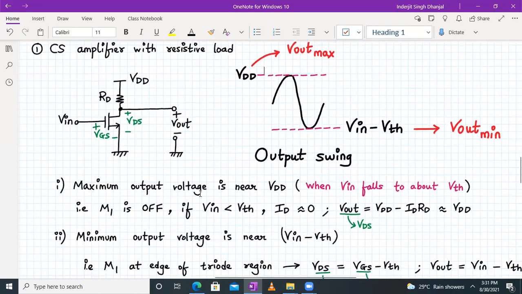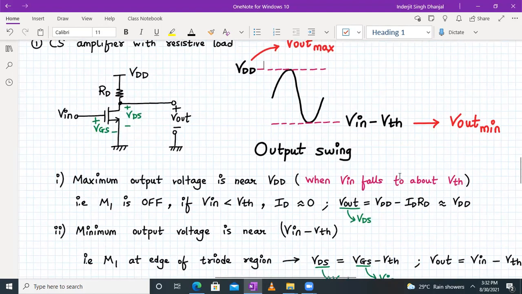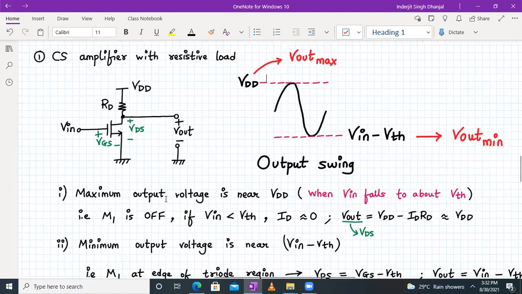So the maximum output voltage over here we can get is near VDD. And when can that happen? That can happen when the M1 transistor is off. And when will the M1 transistor be off? Whenever VGS is less than VTH. That means Vin is less than VTH. Okay. So when Vin is less than VTH, the maximum output voltage is equal to VDD, because then the M1 transistor is off, no current flows through RD, so your output voltage will be VDD.